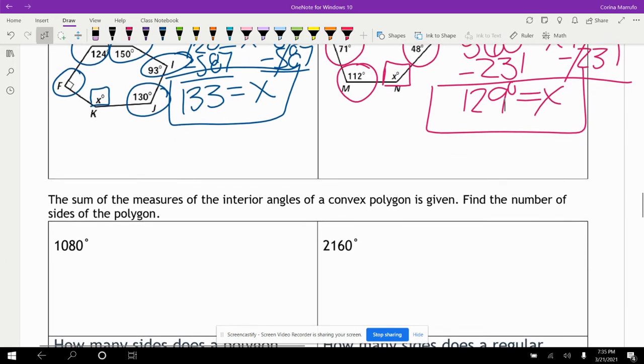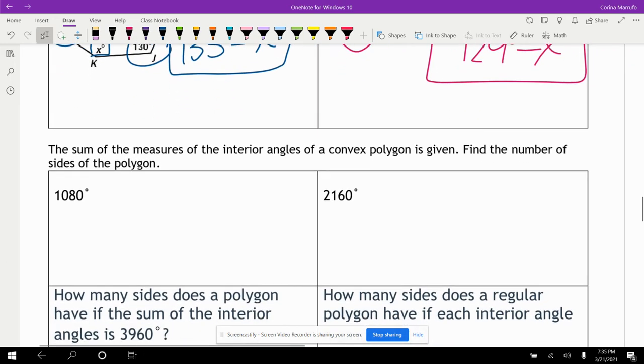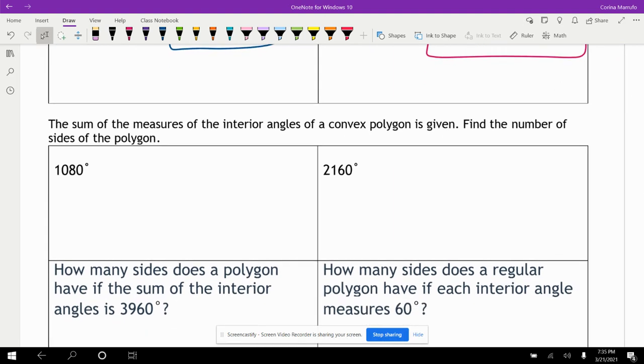All right, so here it says the sum of the measures of the interior angles of a convex polygon is given. Find the number of sides of the polygon. So now we're going a little bit backwards. It tells us all the angles add up to 1080. So how many sides does this polygon have? I'm going to go ahead and set that equal to my formula. It's n minus 2 times 180.